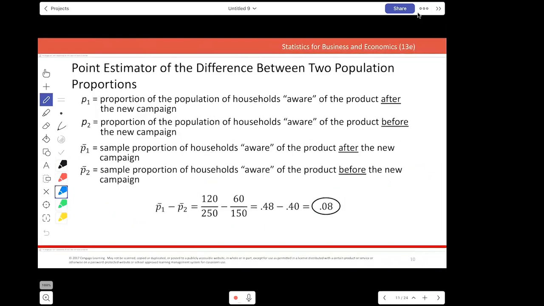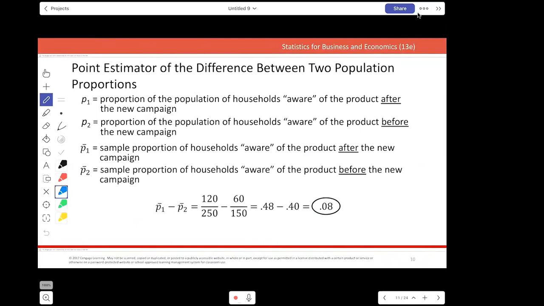And so here's what we have. P1, population proportion of households aware after the campaign. So you see how they define it? After the campaign, which doesn't seem to make sense. Really, P1 should be before and P2 should be after. But you see what it is, they want to keep that P1 minus P2. And if you're looking for positive difference, then P1 has to represent after and P2 has to represent before, which actually is not how our brain would work.